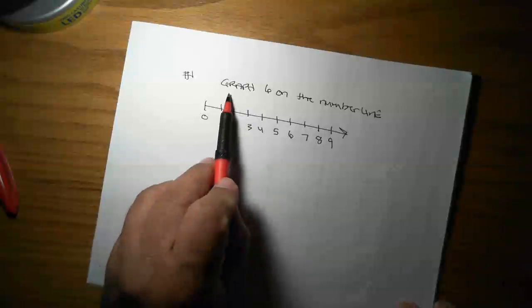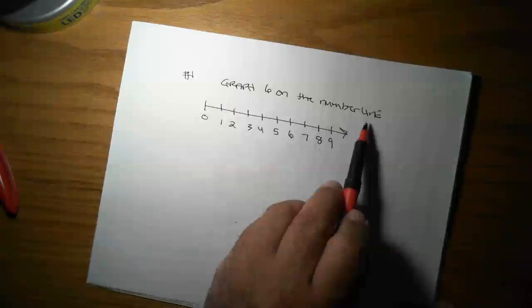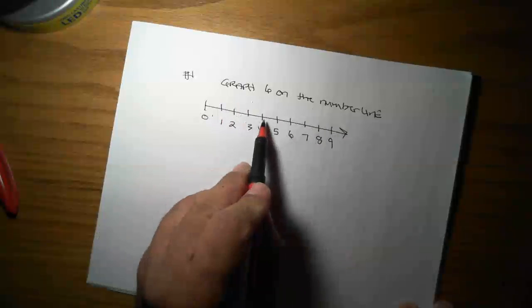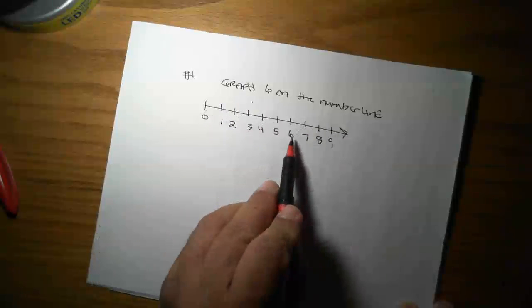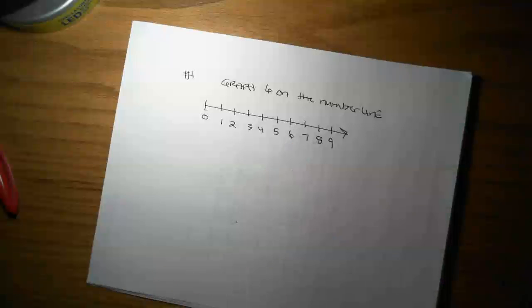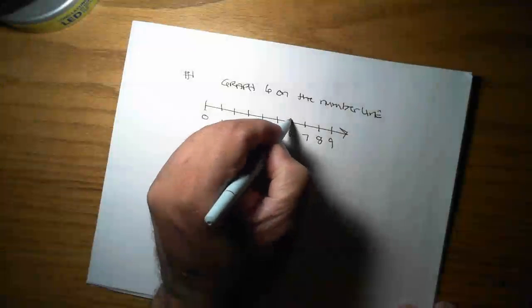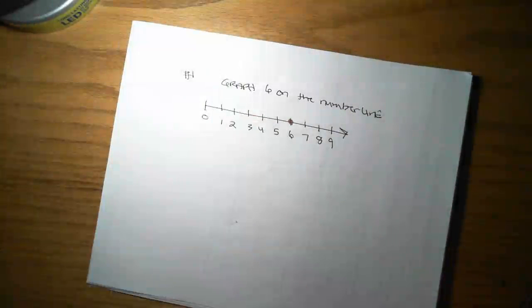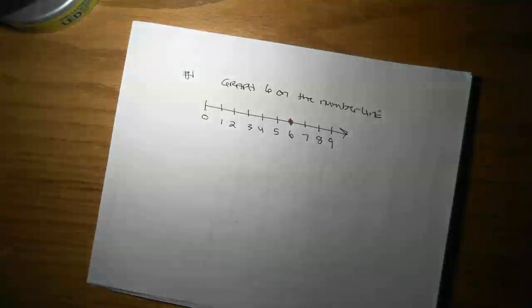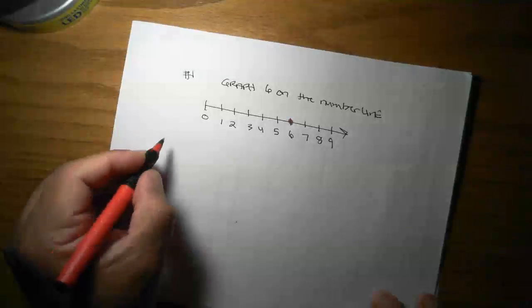So we know that the directions say graph 6 on the number line. So we're going to look at the number line. We're going to find the number that we're supposed to graph. There it is. And from there, we're going to put a heavy dot above the number that we're supposed to graph. And that is a graphed number 6. Let's go to you try it.